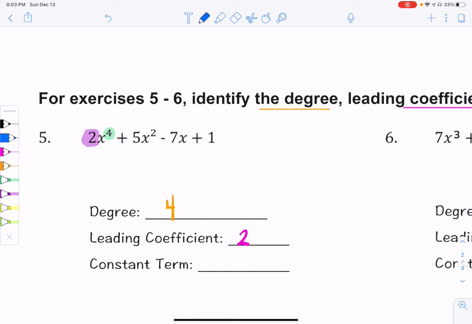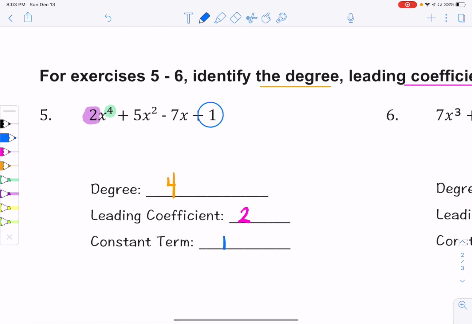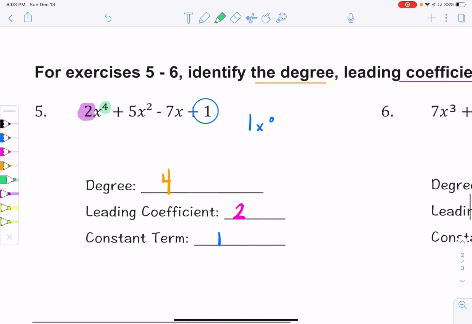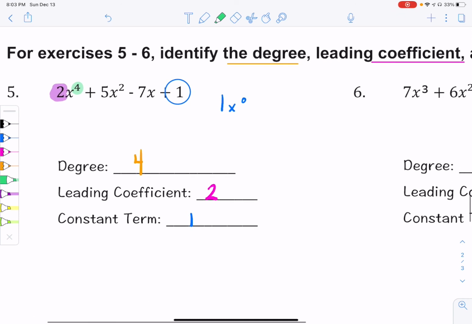And lastly, the constant term is the only term without a variable. Technically, it does have a variable of x to the power of 0, but recall that x to the power of 0 is 1, so 1 times 1 would just be 1. But your constant term is the term you visually see without a variable.